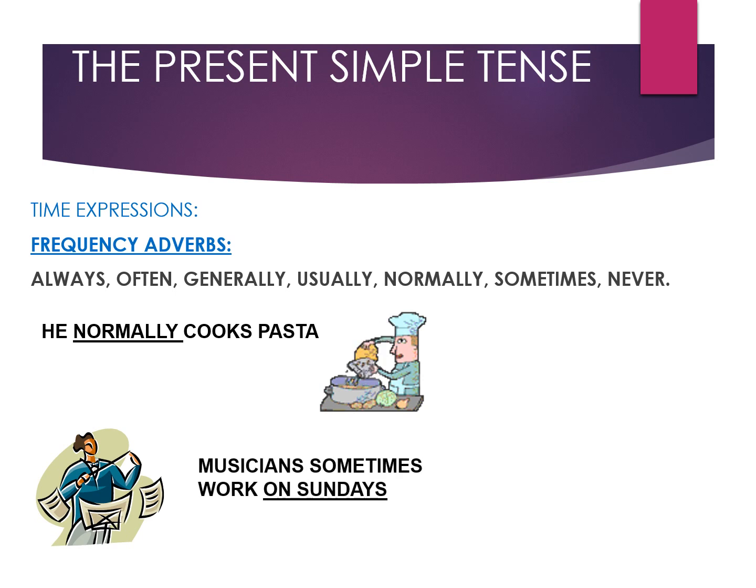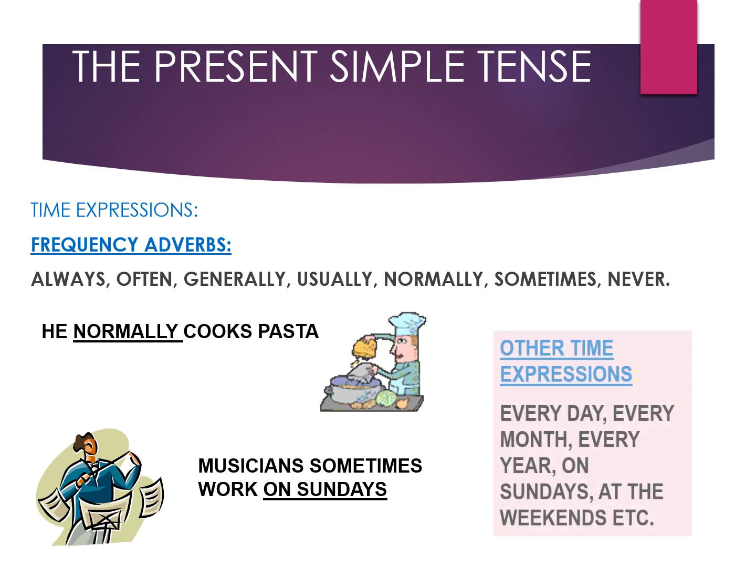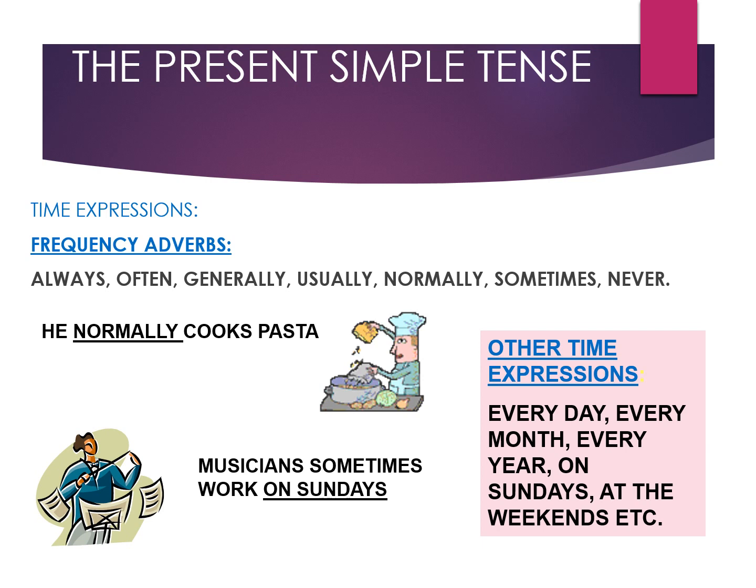Along with the simple present tense, we also have the usage of frequency adverbs, such as always, often, generally, usually, normally, sometimes, and never. Look at the example. It says, he normally cooks pasta, or musicians sometimes work on Sundays. Besides that, we have time expressions like every day, every month, every year, on Sundays, at weekends, etc. There are many others. But if you manage to pull these ones through, you're going to be just fine.